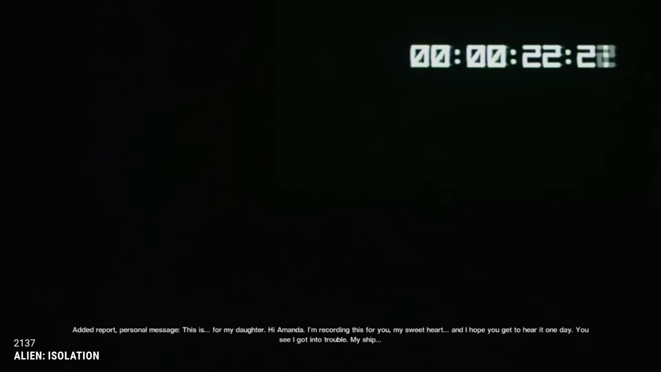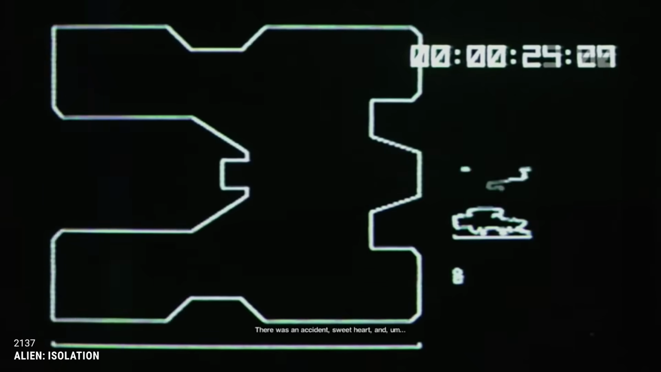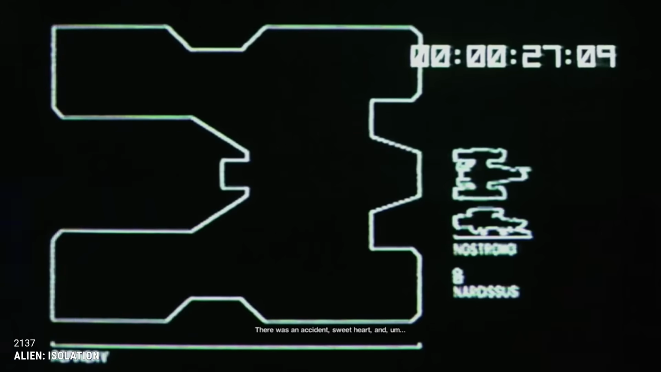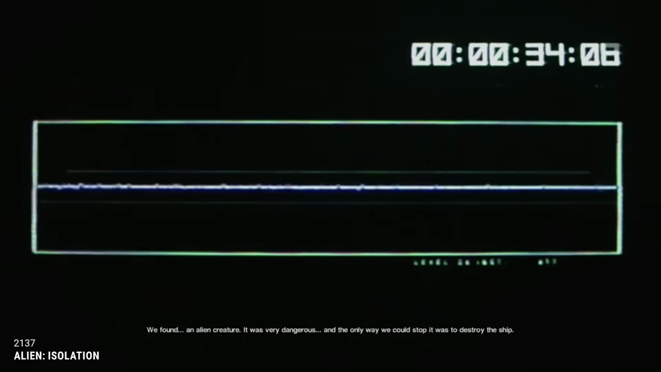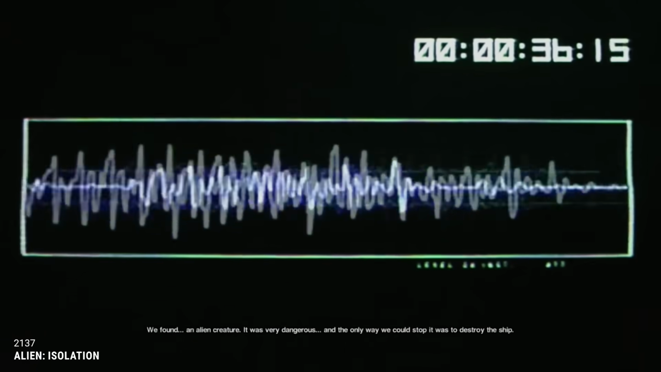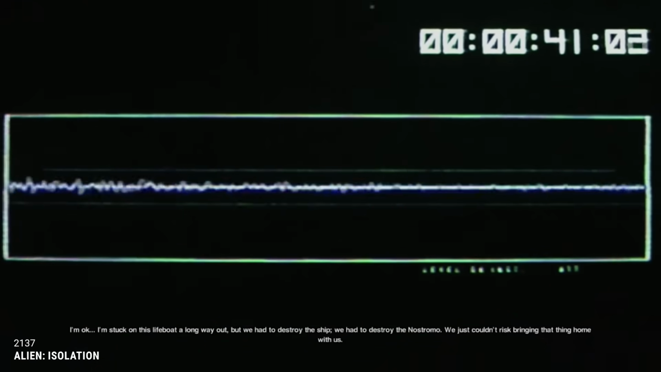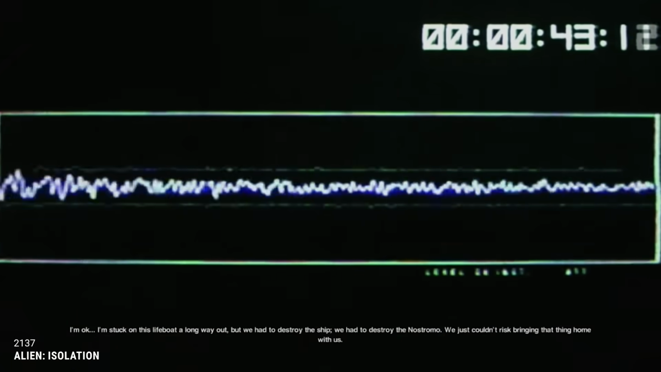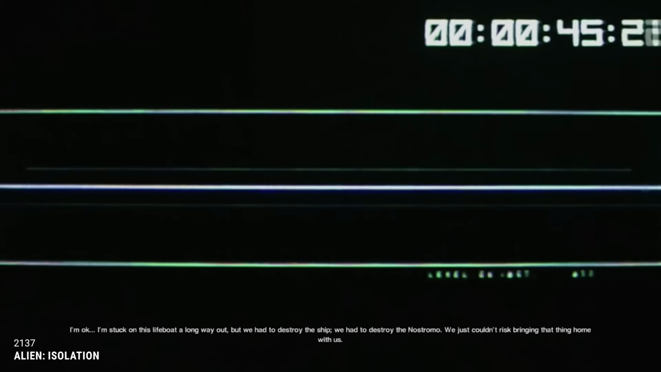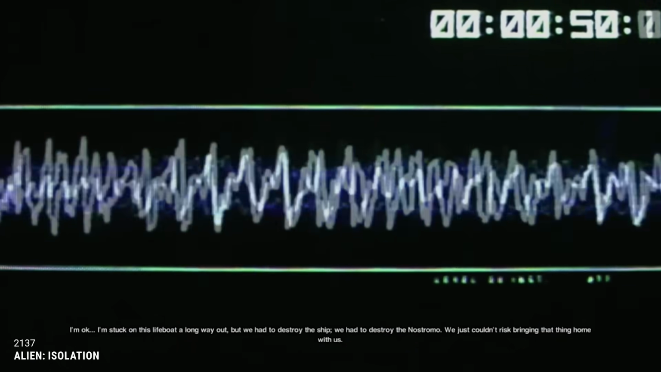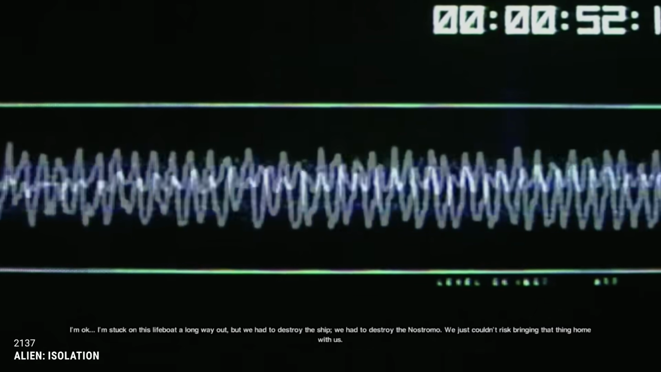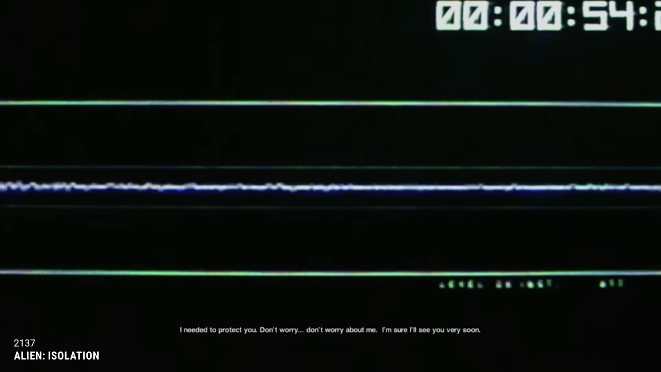My ship, there was an accident, sweetheart, and we found an alien creature. It was very dangerous, and the only way we could stop it was to destroy the ship. I'm okay. I'm stuck on this lifeboat, long way out. But we had to destroy the ship. We had to destroy the Nostromo. We just couldn't risk bringing that thing home with us. I needed to protect you.